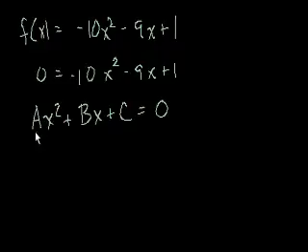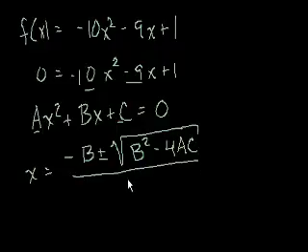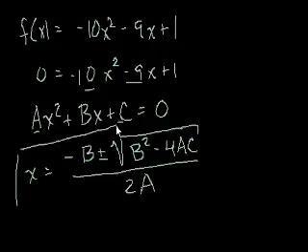So in this example, a is minus 10, b is minus 9, and c is 1. The formula is the roots x equals negative b plus or minus the square root of b squared minus 4 times a times c, all of that over 2a. I know that looks complicated, but the more you use it, you'll see it's actually not that bad. And this is a good idea to memorize.